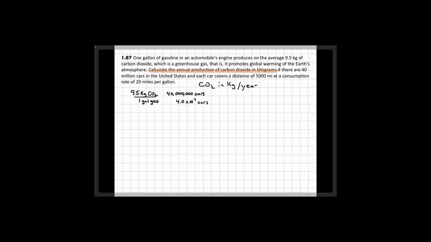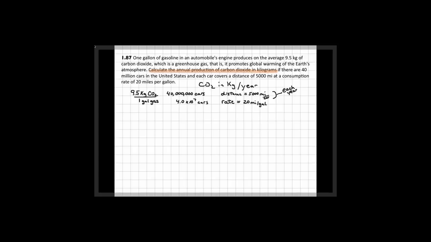They also say that each car covers a distance of 5,000 miles, and they're saying that's the annual consumption. So distance is 5,000 miles per car. Okay, and our rate is 20 miles per gallon. So that's our fuel efficiency on average for each car. And remember that this distance covered is for each year. That's the annual distance covered by each car. Okay, so I think this is all the information we have.